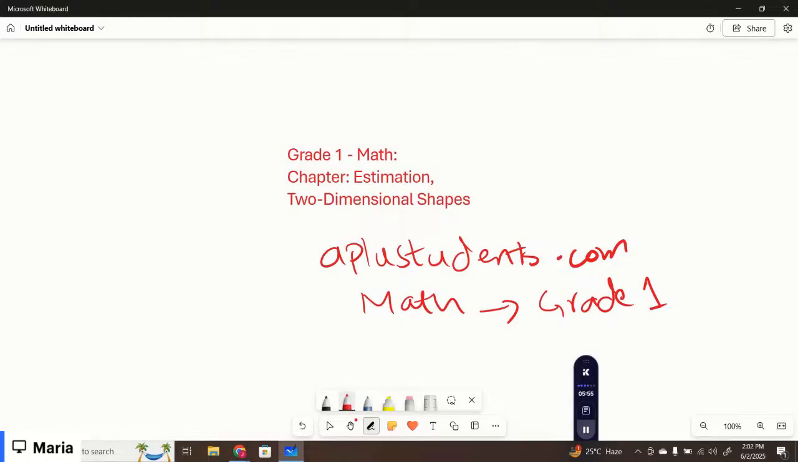So we must start with the chapter estimation. Then we'll cover the chapter two-dimensional shapes. So please make sure you have your pencil so that you can note down the important examples and definitions as well.